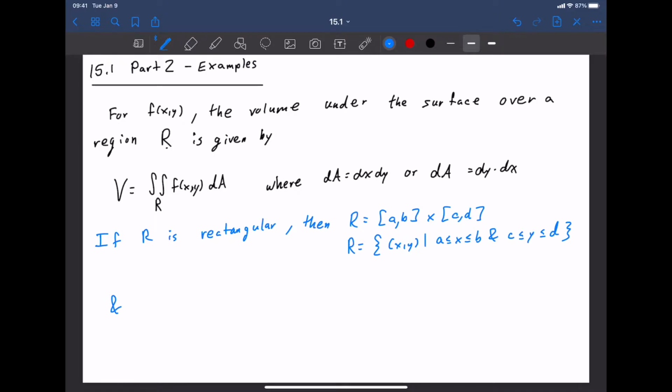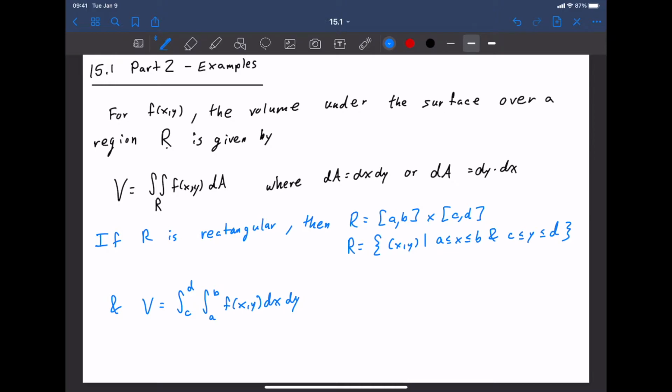And our volume can be written as either the integral from c to d, then the integral from a to b. Sorry, it's actually the opposite order. f of x y, and then it would be dx first, then dy. Let me say that again more clearly. We're going to have an integral in the x direction first, treating y as a constant, and then we do the integral of that. If we're treating y as a constant here, there'll still be y variables left after we evaluate and substitute in our x values.